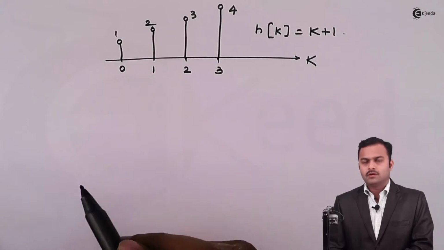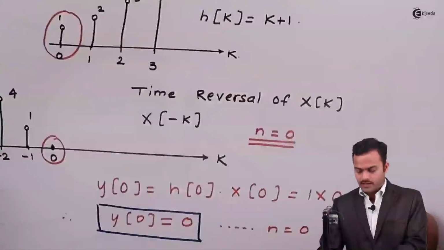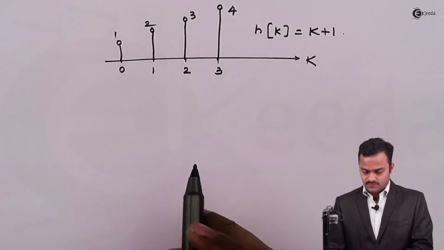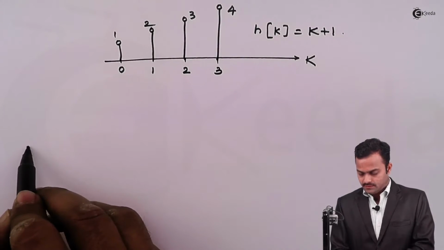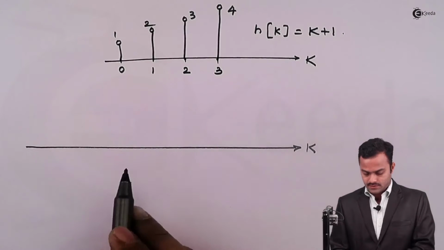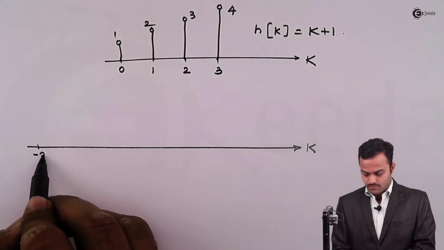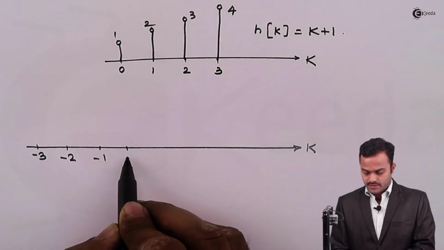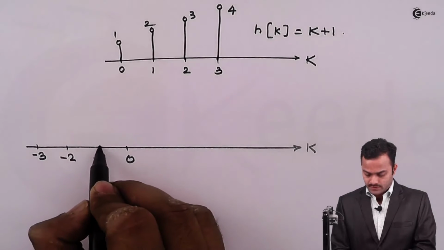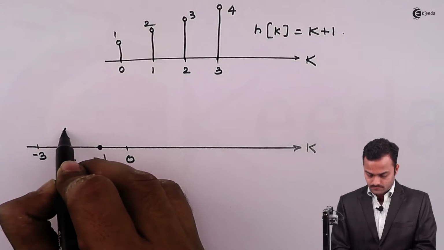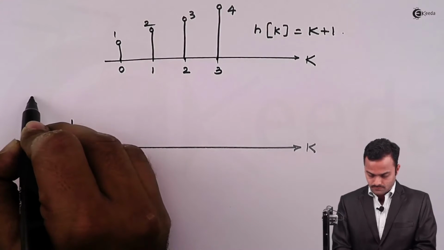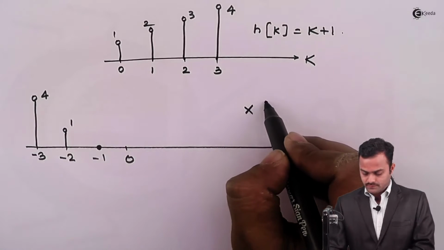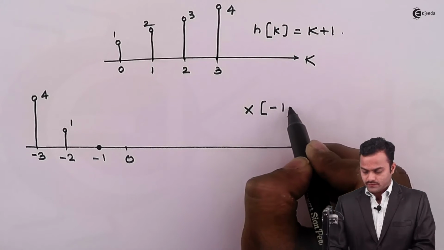What we are going to do, we are going to shift x of minus k by minus 1 sample, so that in the end we will get a signal which is starting from minus 3 and ends on minus 1, and it will be like this. So this is x of minus 1 minus k.